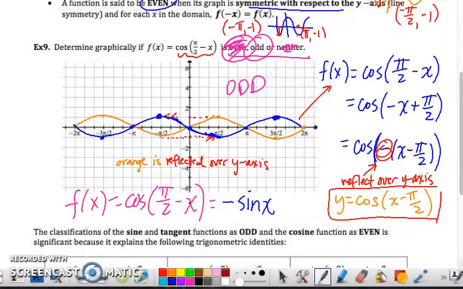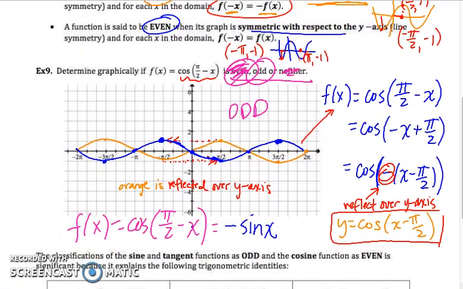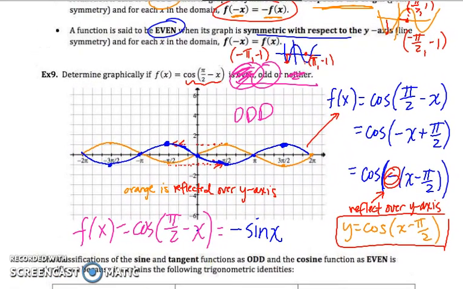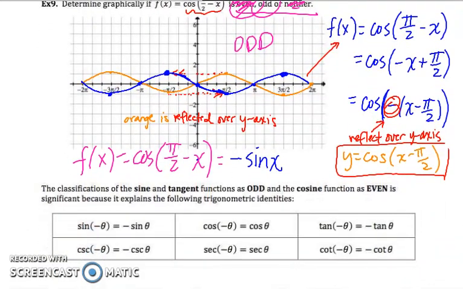And sine of x is what kind of curve? Well, it's an odd function. So when you put in the opposite of x, you would get the opposite y. So it's an odd function, so therefore this was an odd function as we said.